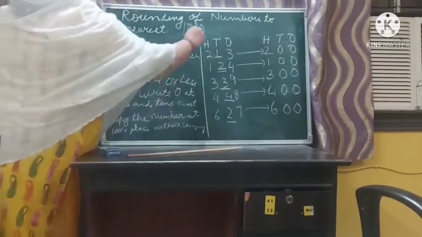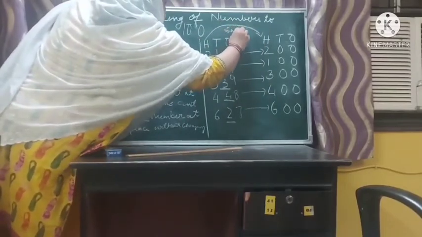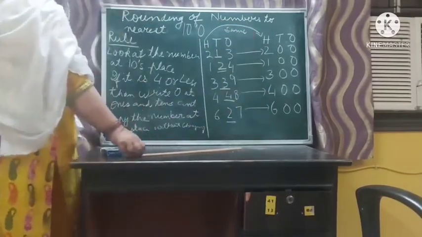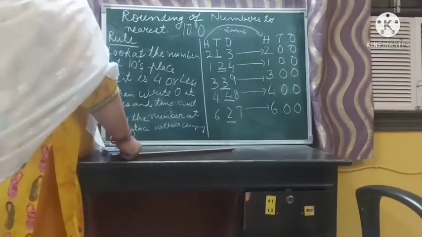This number at the 100 place is copied as such. Same number you copy in the 100 place. So this is how we round off numbers to the nearest 100. Okay.